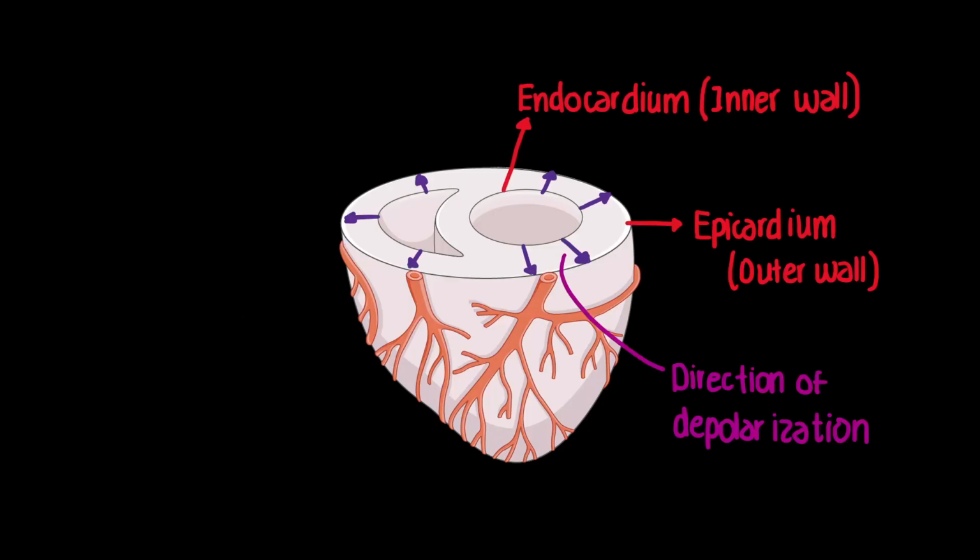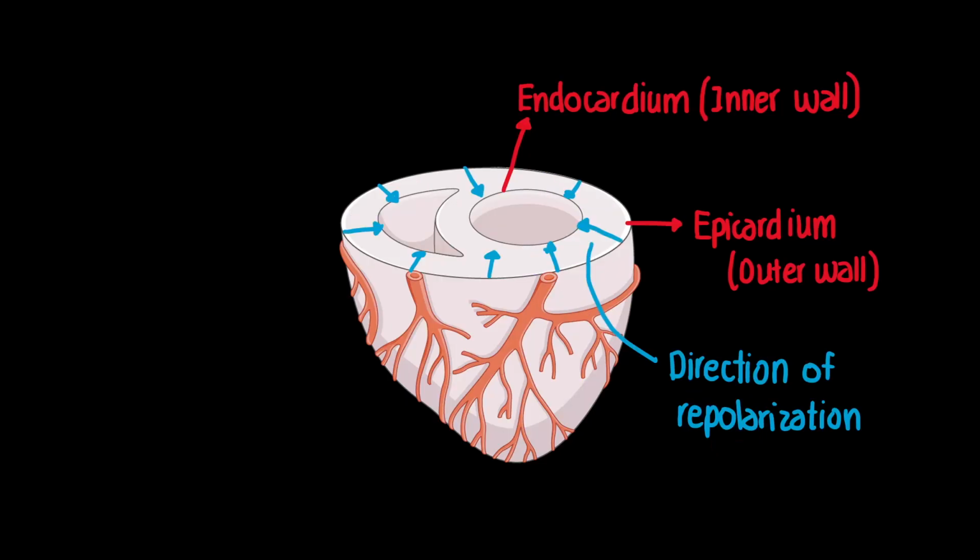During depolarization, the electrical wave spreads from the endocardium to the epicardium, moving from the inside of the ventricular wall towards the outside. But during repolarization, the opposite occurs. The epicardium repolarizes before the endocardium because epicardial cells have a shorter action potential duration. As a result, the wave of repolarization travels from the outside of the ventricular wall towards the inside.